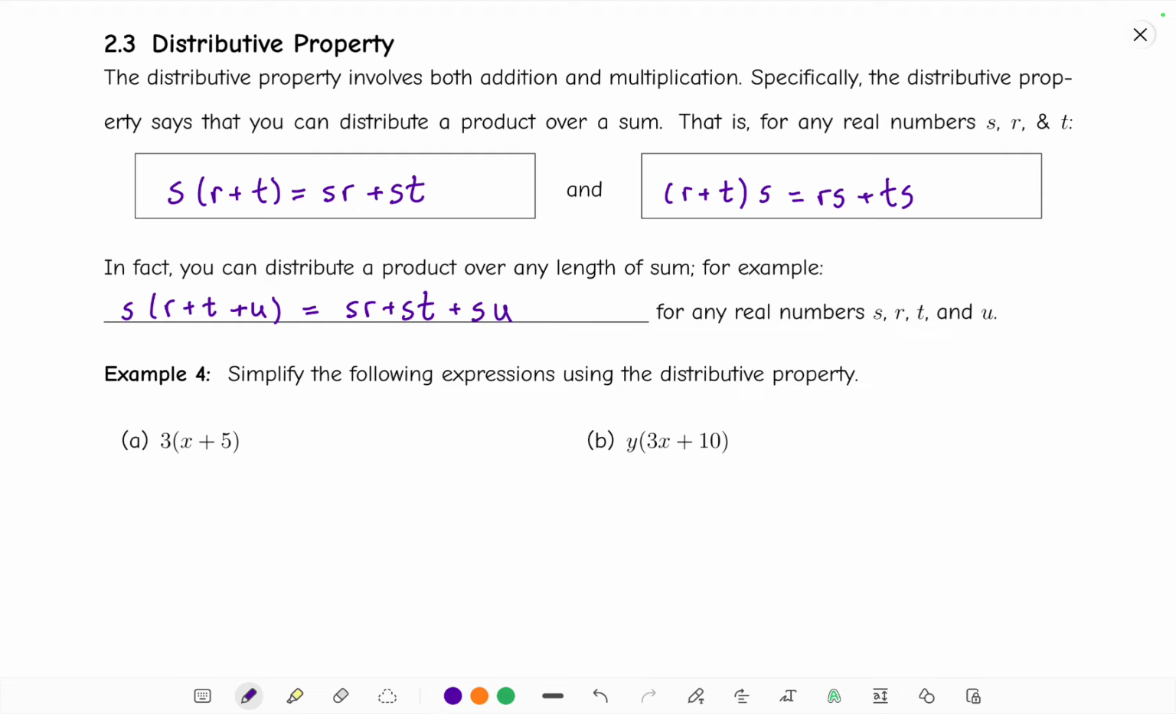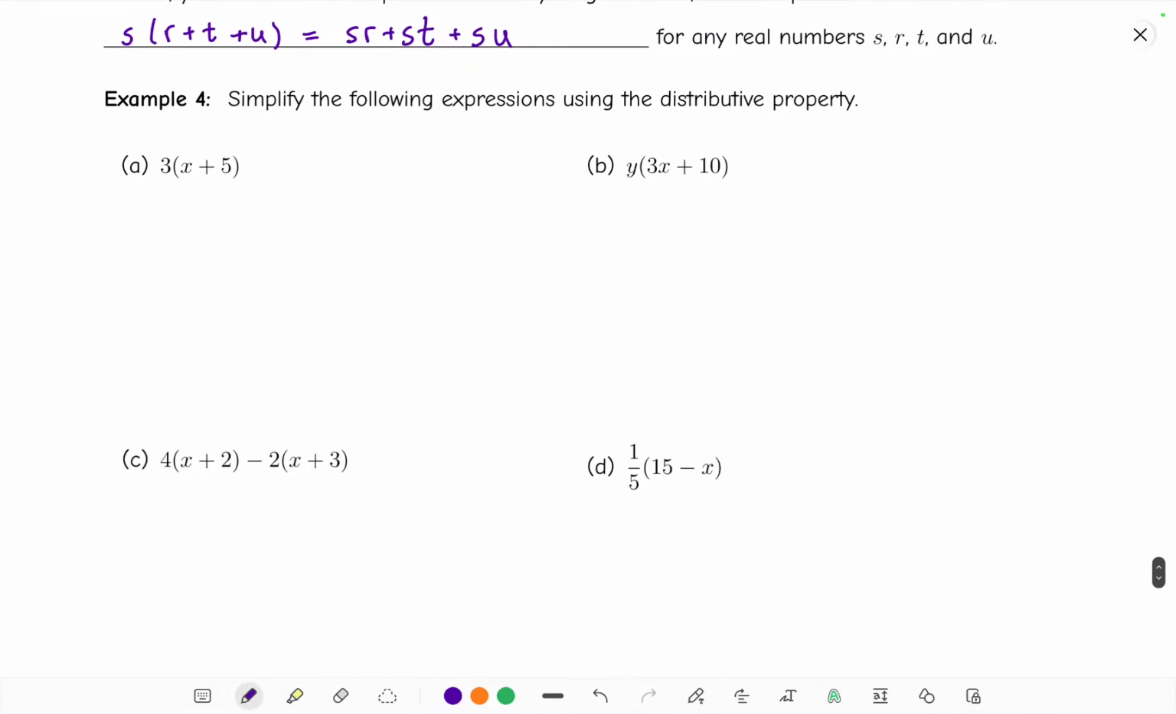Example 4. Simplify the following expressions using the distributive property. A. So usually when illustrating that I'm using the distributive property, I like to use arrows. So we go 3 times x, 3 times 5, which is 15. B. Y times 3x plus y times 10, which is 10y. And even though this is acceptable, we usually rewrite it as 3xy plus 10y.